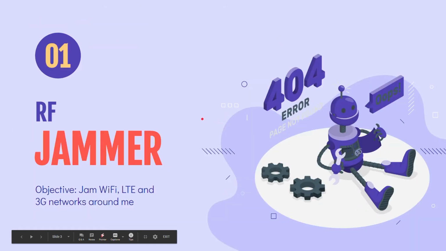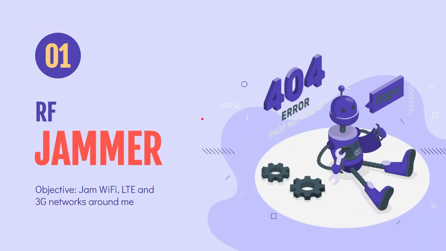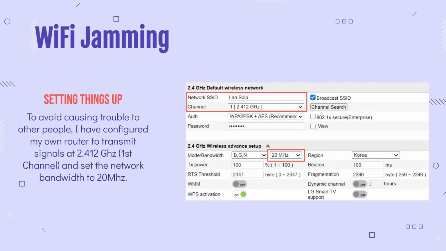So the first one is RF Jammer. The objective was to jam Wi-Fi, LTE, and 3G networks around me. To avoid causing trouble to other people, since RF jamming is technically illegal, I've configured my own router to transmit signals at 2.412 GHz. That's the first channel on my Wi-Fi, and I set up the bandwidth to be 20 MHz.